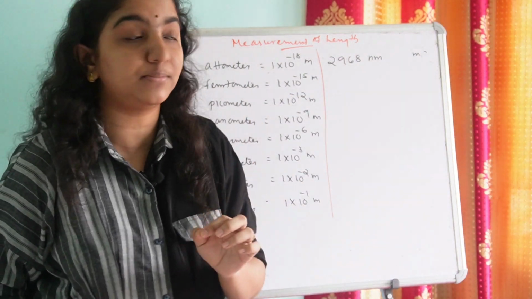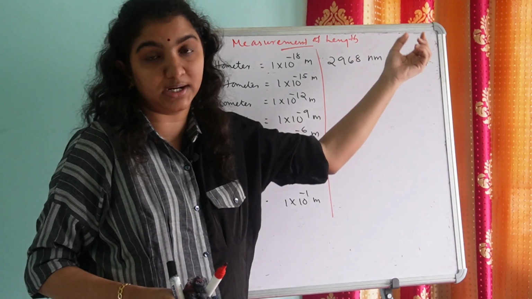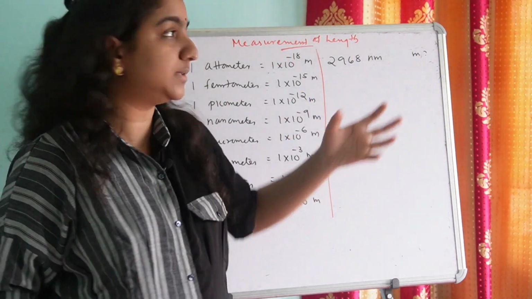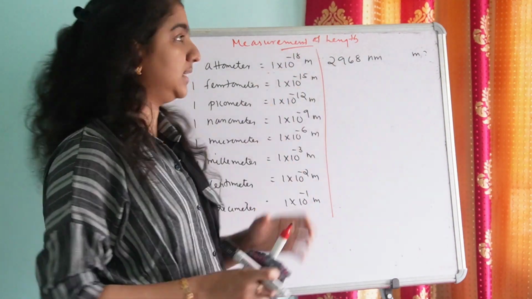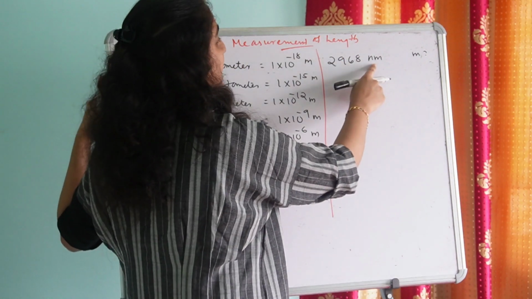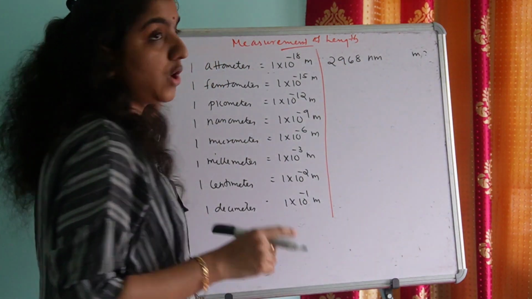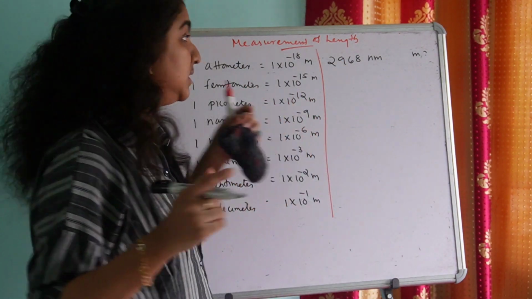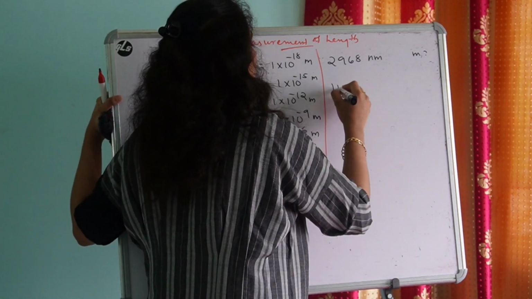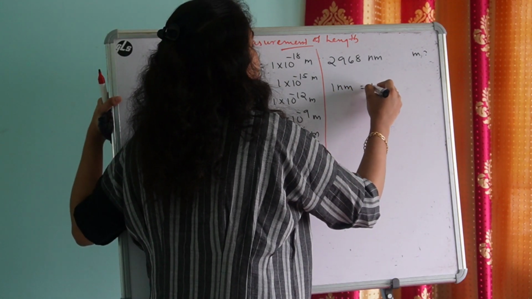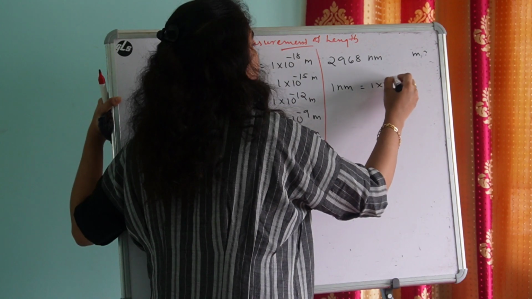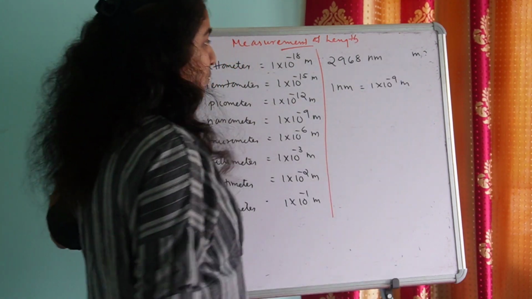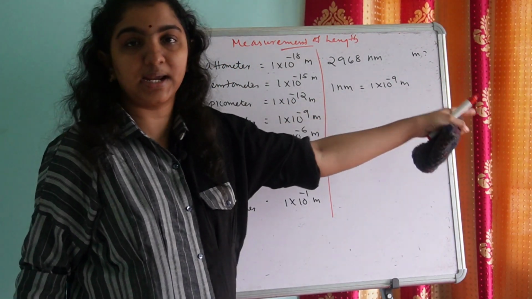The very first step is to derive a relationship connecting the two units, isn't it? Here the two units are nanometer and meter, and we already know the relationship between these two units. So 1 nanometer is equal to 1 into 10 power minus 9 meter.